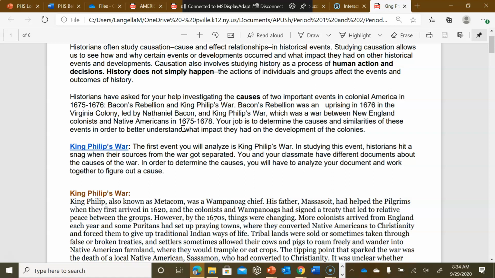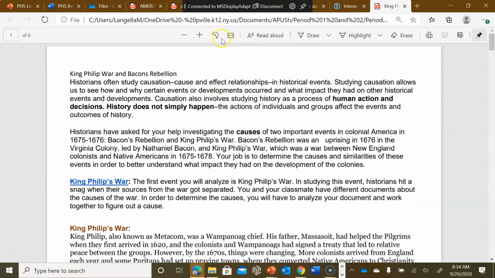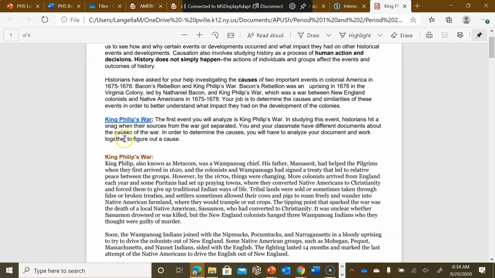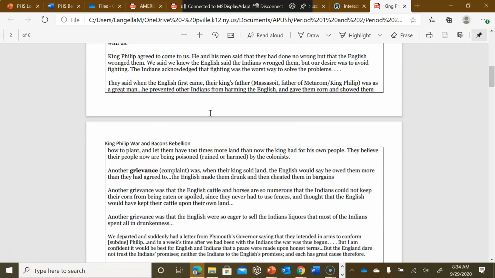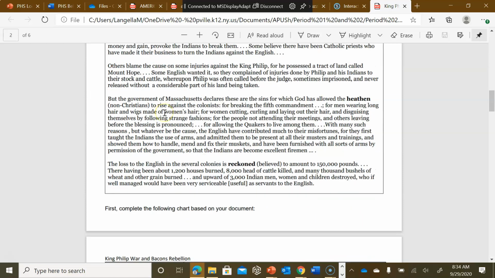Okay, so I'll explain how this works. The very first part is King Philip's War. It gives you a little bit of background on the war itself, and we're gonna talk about it in the lecture as well, but I think it's better for you guys to see documents firsthand to get a feeling of what the causes of this war are. It gives you a little bit of background here, and it gives you 2 documents, document A and document B.